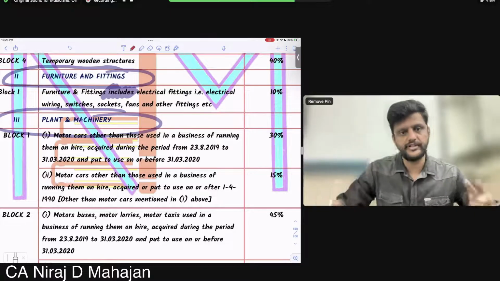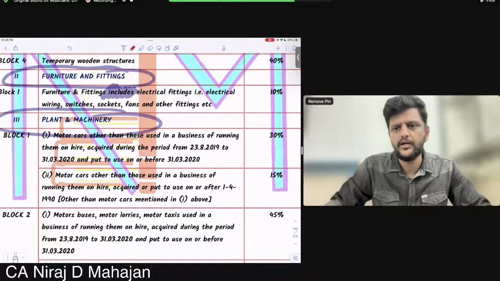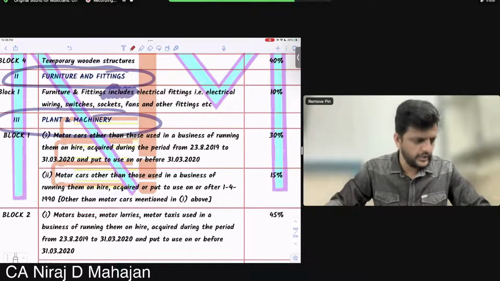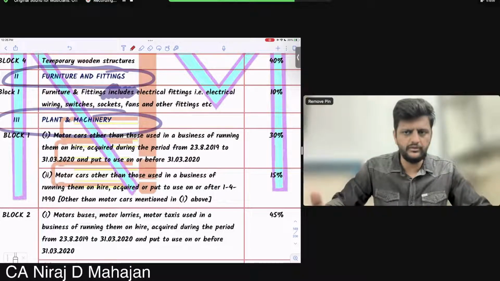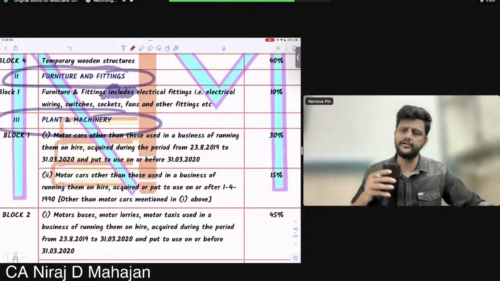Achha, what is the rate of depreciation? 10%. F and F. Okay, I'm going to call it in short F and F, furniture and fittings, 10%. Building, residential only 5%. Other than residential, work purpose, 10% normally. Clear till here? F and F, 10%.